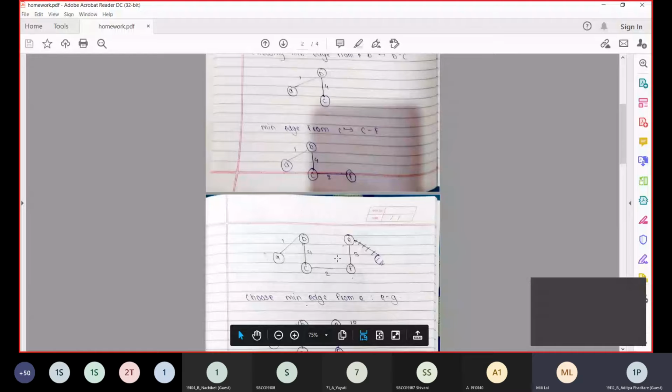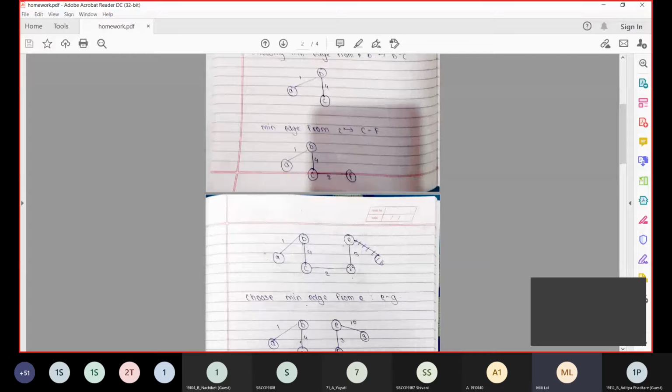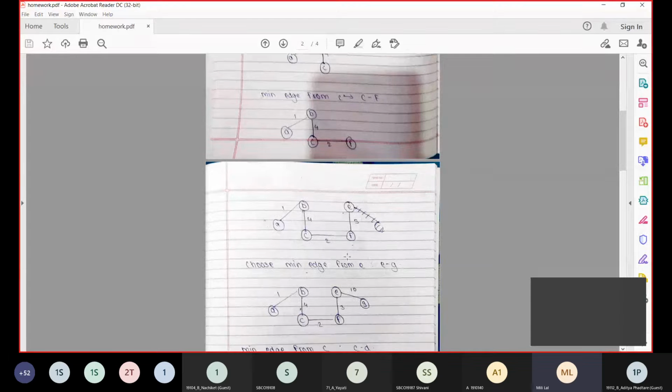So which is D. So I've taken here 6, and for the total path we have to add all the weights of the edges, which is 1 plus 4 plus 6 plus 2 plus 3 plus 10, which is equal to 26. Okay, did everybody get the cost of the minimum spanning tree as 26?